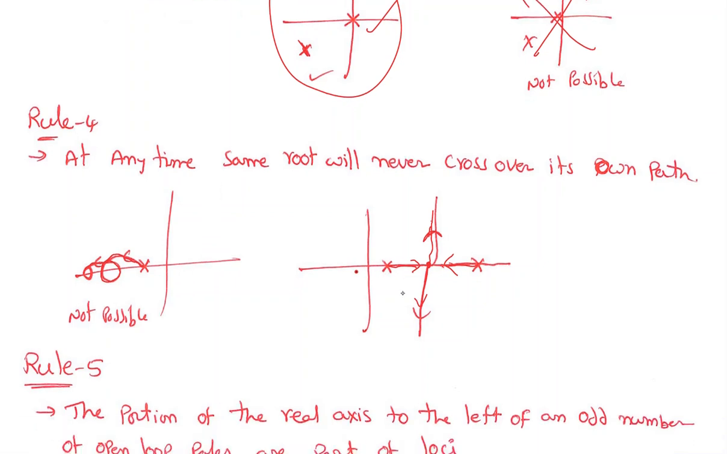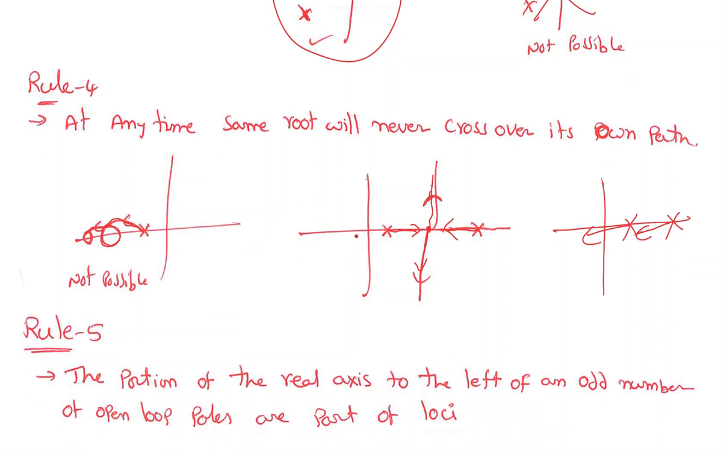Why not this locus going in another direction? My point is, how come? If you draw this again, I have two poles there. Why not this locus going in this direction and that locus going in this direction? That is explained in rule number 5.